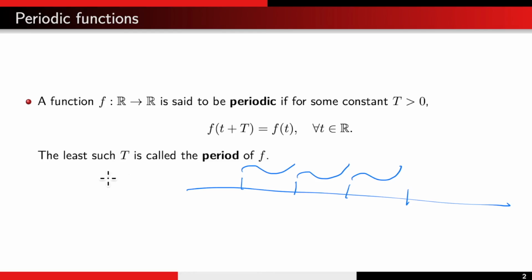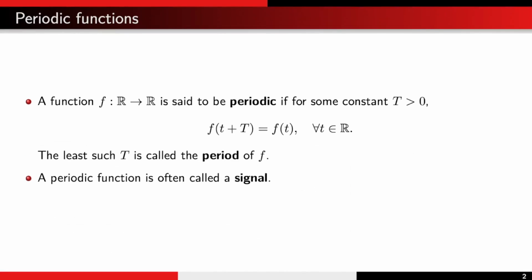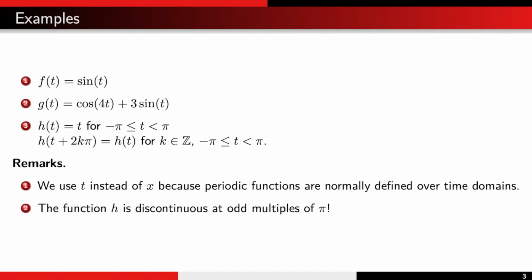The least such capital T is called the period of f. It's clear that if f at t plus capital T is equal to f of t for all t, then f at t plus any positive integer multiple of capital T is also equal to f of t for all t. A periodic function is often called a signal. Let us now look at some examples.